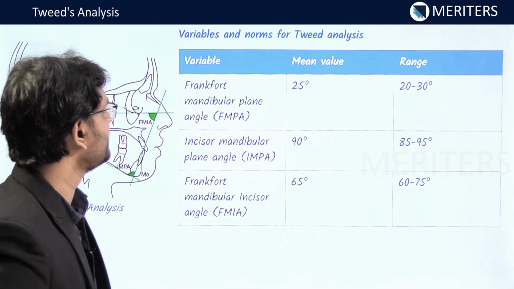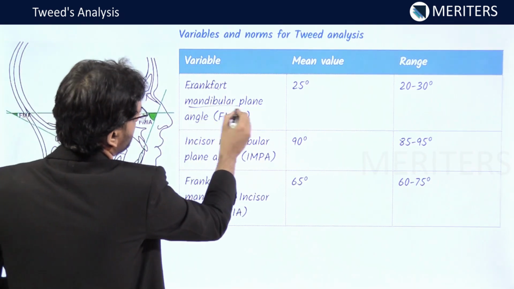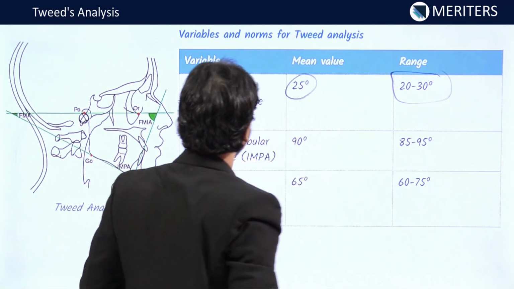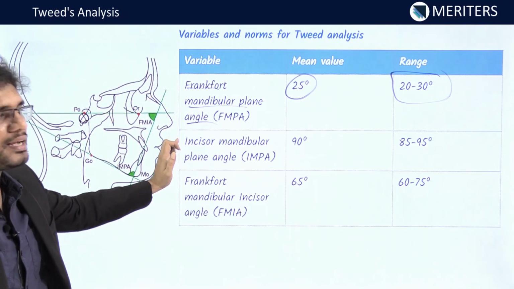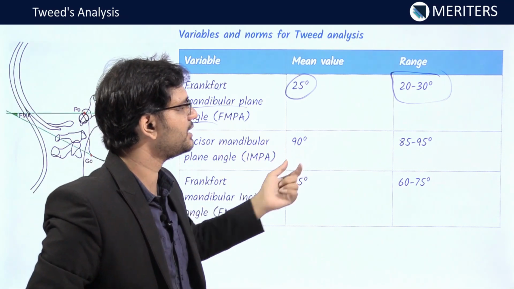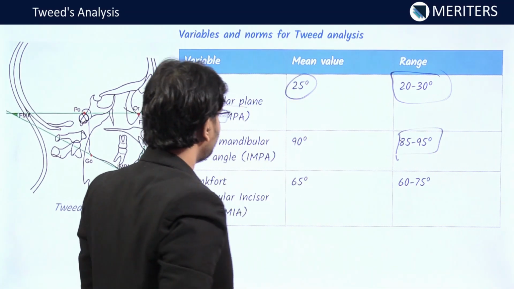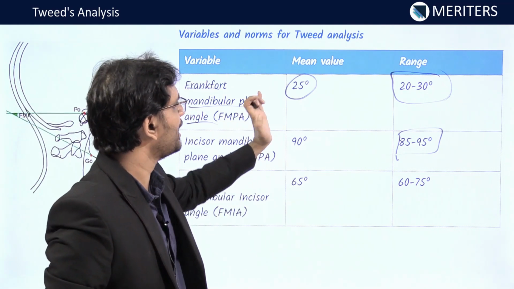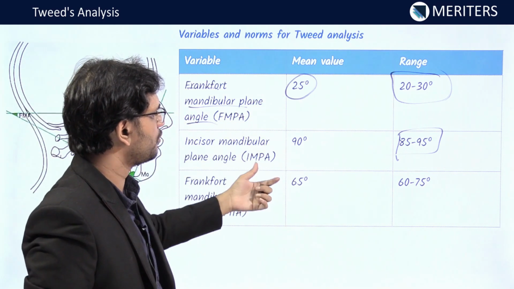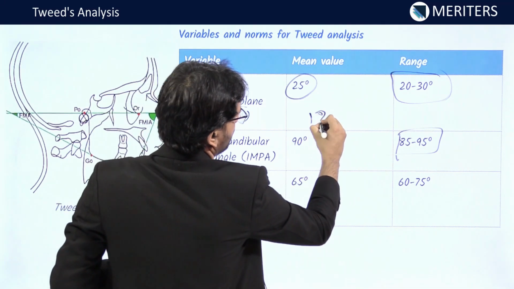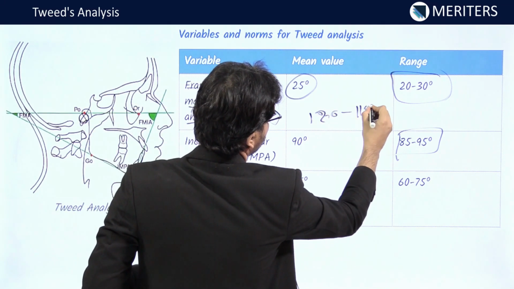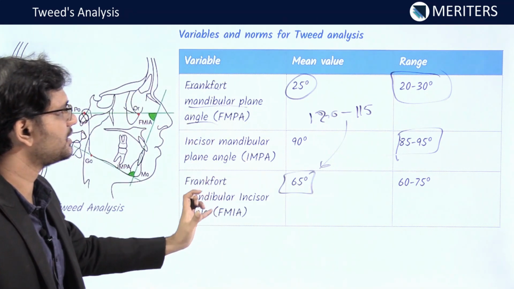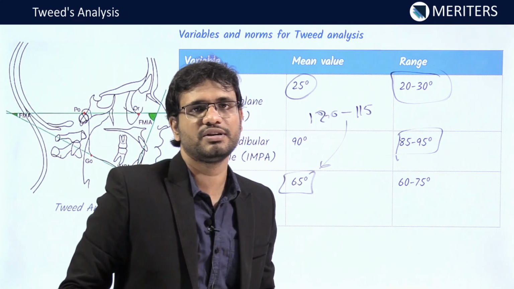So the values of different angles here: the Frankfurt mandibular plane angle, the mean value is 25 degrees and the range is around 20 to 30 degrees. Incisor mandibular plane angle will have the mean value as 90 degrees and the range will be 85 to 95 degrees. And the Frankfurt mandibular incisor angle, you can get it by subtracting this sum from 180, right? So 180 minus 115, you'll get around 65, right? So these are the mean values. The range will be 60 to 75 degrees.